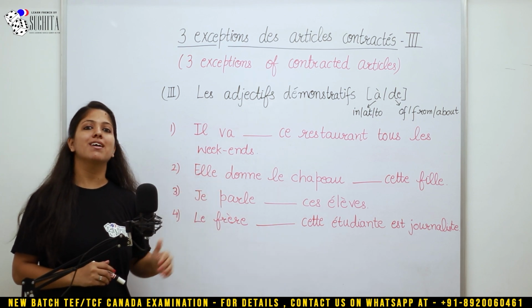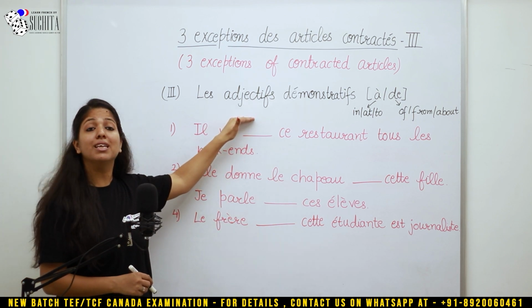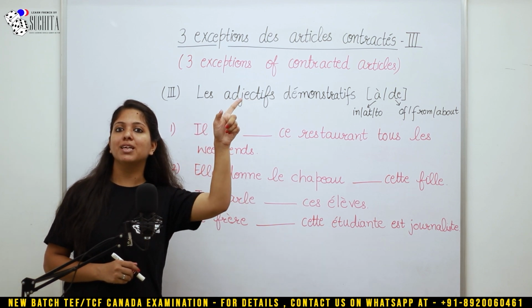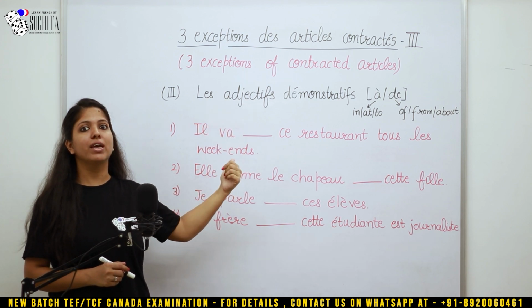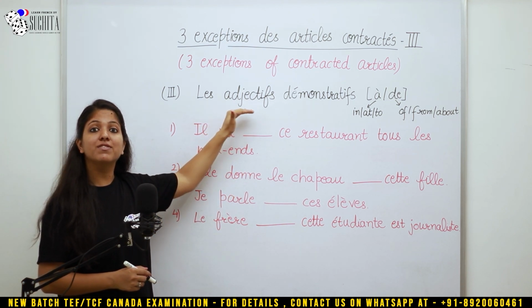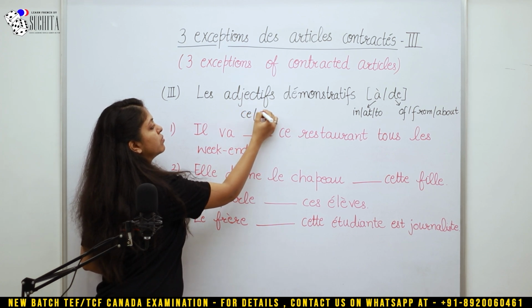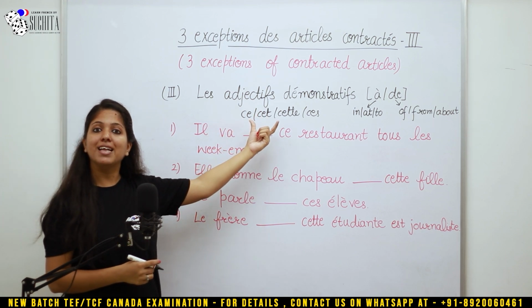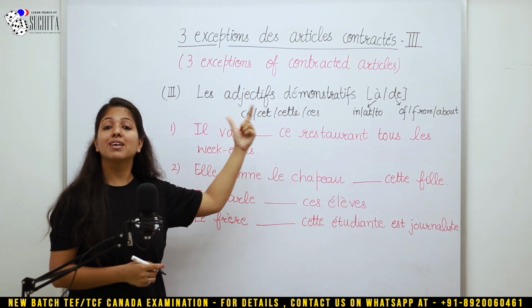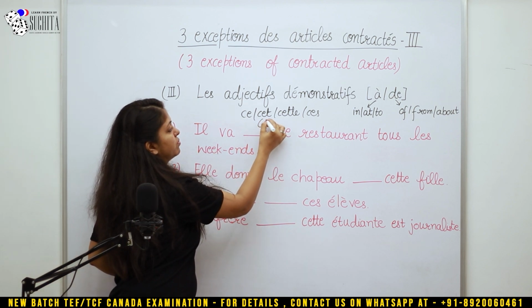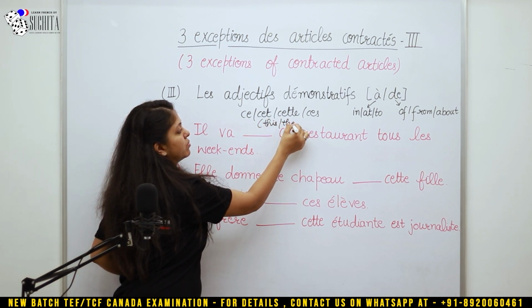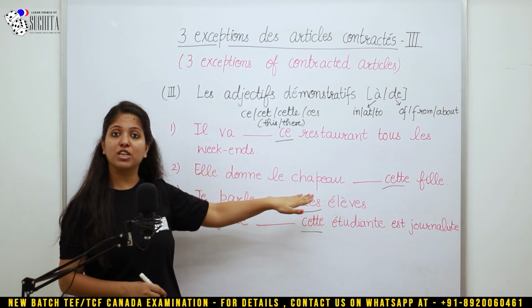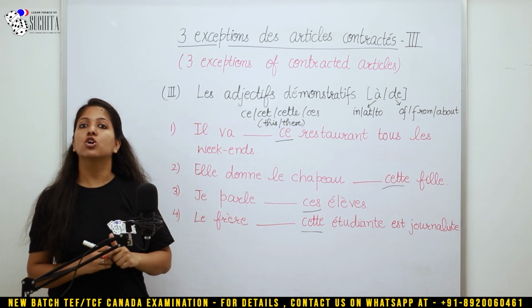Now let's understand the third exception of the contracted articles, which is with les adjectifs démonstratifs. By the way, if you do not know what demonstrative adjectives are, I am dropping the link in the card above. You can watch that video first and then come back here again. So the demonstrative adjectives are ce, cet and ces. The meaning is this or these. So now the rule is, if the word which is next to the dash is a demonstrative adjective, then also you do not apply the contractions.